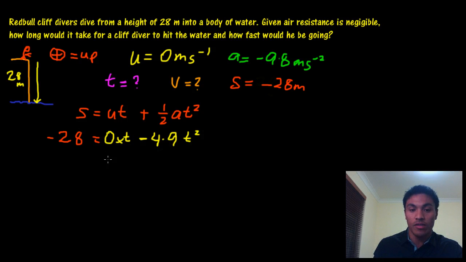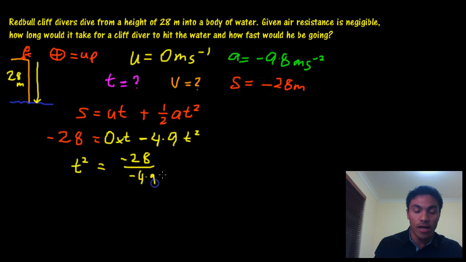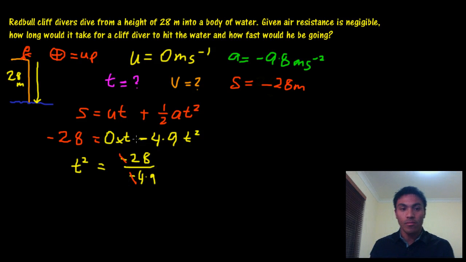All right, so to solve for t, let's put t squared on this side. So to get t squared on the left-hand side, we have to divide negative 28 by negative 4.9. Whenever you're dividing a negative value by a negative value, these two cancel out. So it's just 28. So let's have a look. Let me get the calculator, 28 divided by 4.9, and we should get 5.7.